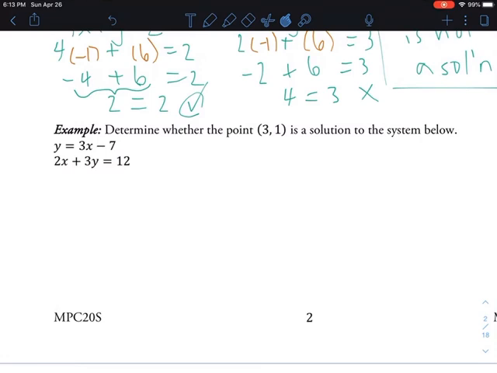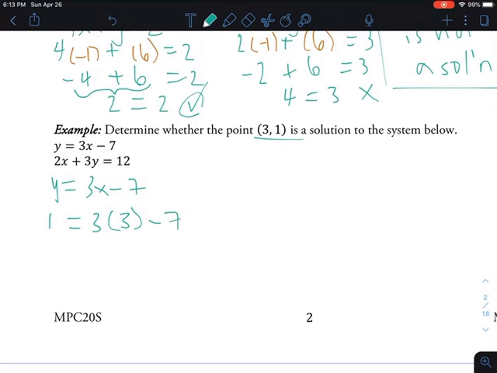And then let's take a look here. Determine whether the point 3, 1 is a solution to the system below. So again, same thing. We're just going to plug some points in. Okay? So y is equal to 3x minus 7. And we're going to plug in that point 3, 1. I'm going to stop changing colors because it takes too long, to be totally honest with you. So I hope that's okay.